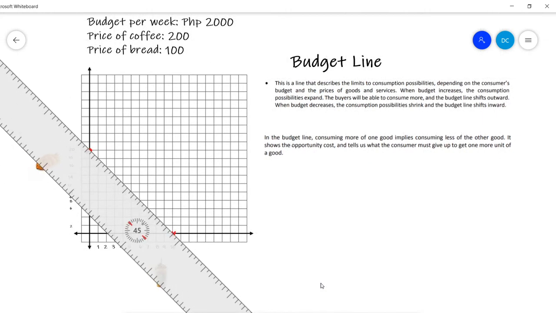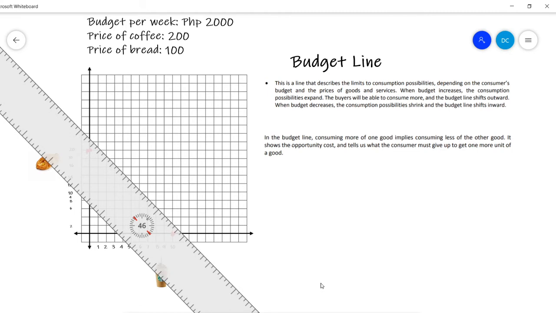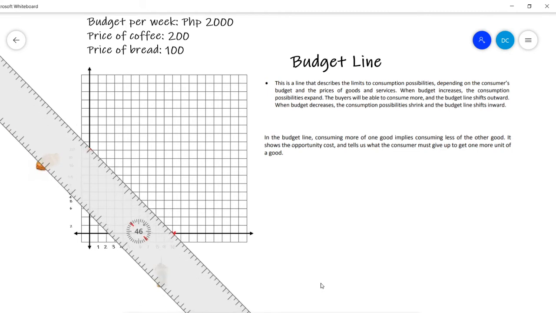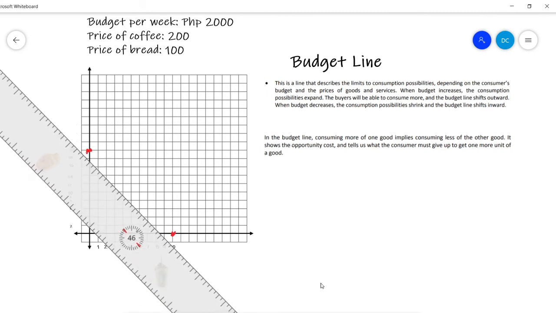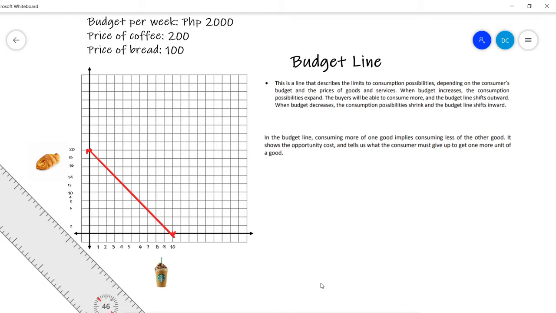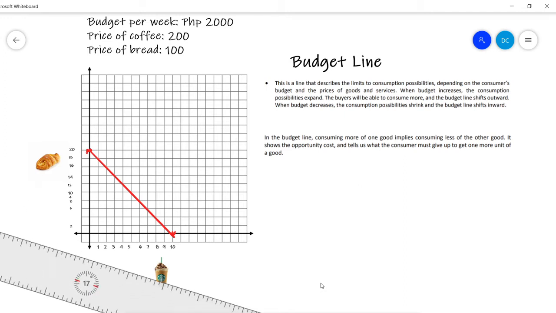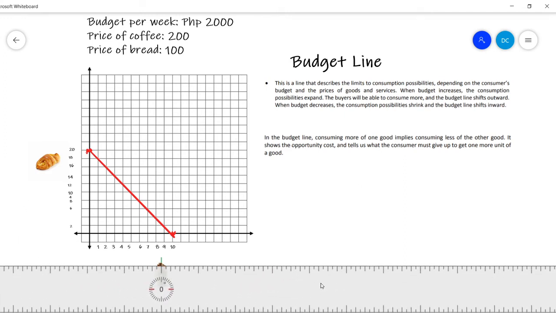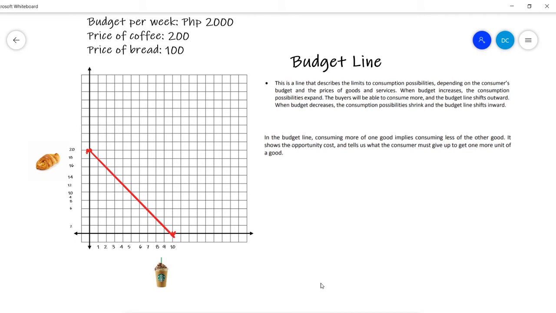Ayan, we can plot this one. Now, this is your budget line. Bakit yan yung sinabi kong budget line? Any points that lie in here, kung mapapansin nyo kanina, we've created consumption bundles, right? Lahat yun, maglalay dito within the budget line. Okay?